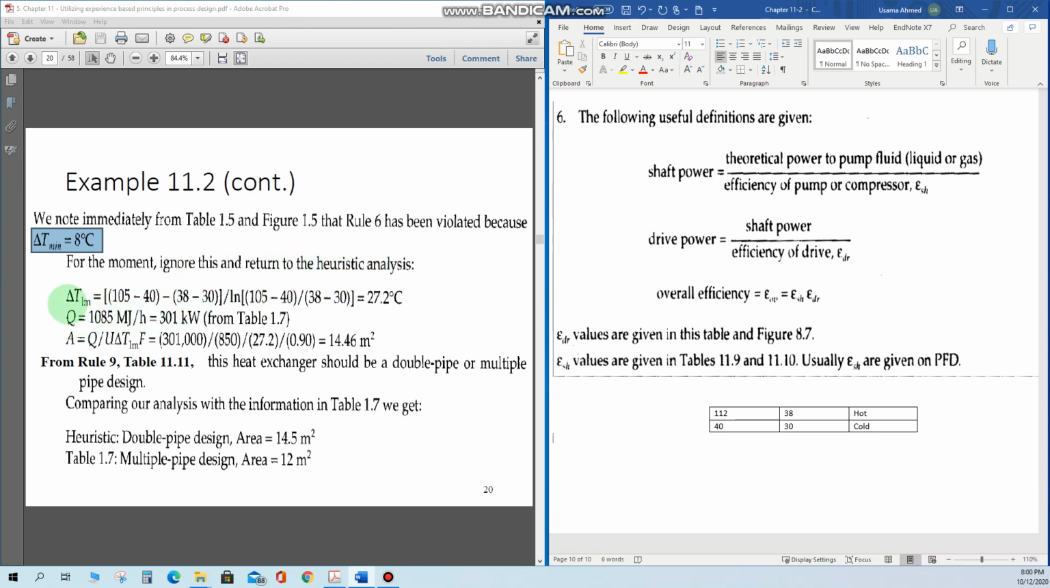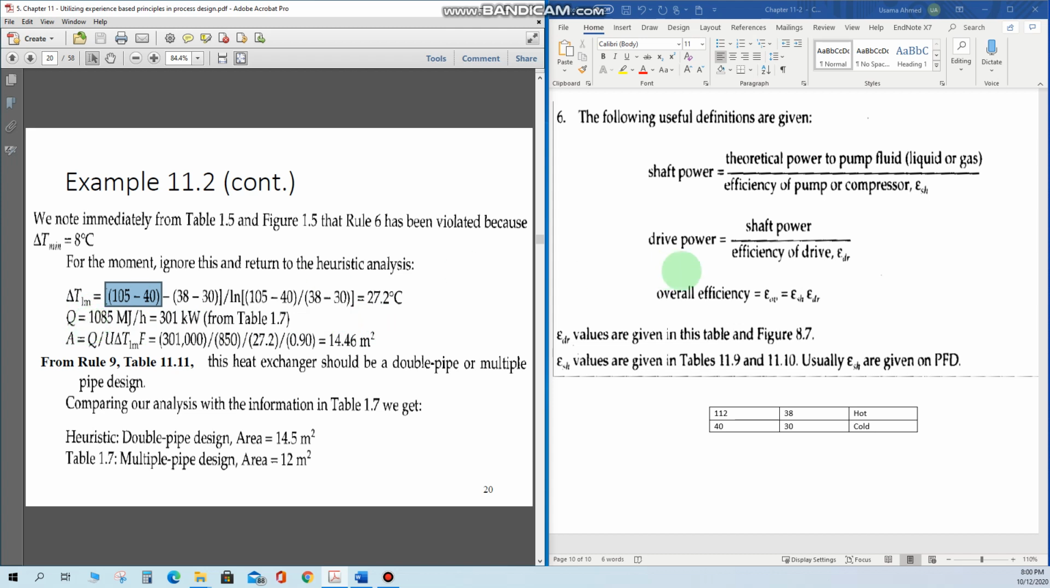Now we have to estimate the LMTD, log mean temperature difference. So what is the equation for this? There is some mistake here. It should be the difference between the inlet of the hot stream and the outlet of the cold stream: 112 minus 40, minus 38 minus 30, and then divided by the log of 112 minus 40 over 38 minus 30. Okay, so that was a mistake there. So the LMTD that you can find from here is 27.2 degrees centigrade. Now from here you can use the heat equation.